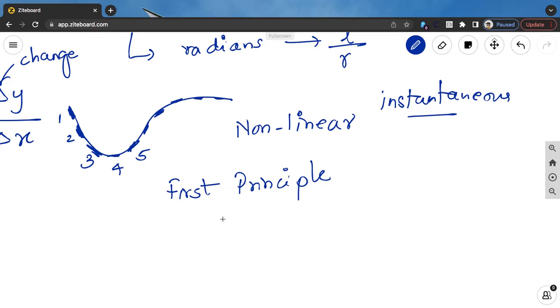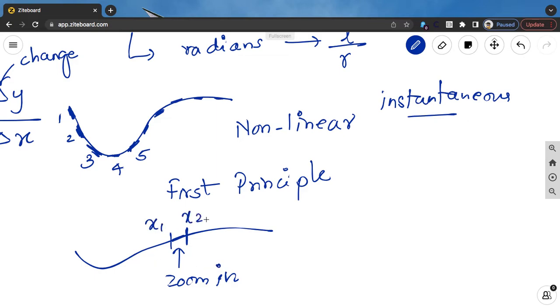What this method told us is, if I zoom into a region on a non-linear function, so what does zooming in mean? If I have 2 points x2 and x1, then x2 minus x1 will be tending to 0. That's what zooming in means. I'm going as close as possible between 2 points. So x2 minus x1 is tending to 0. Tending to 0 means becomes as small as possible. So this is an infinitesimal change.